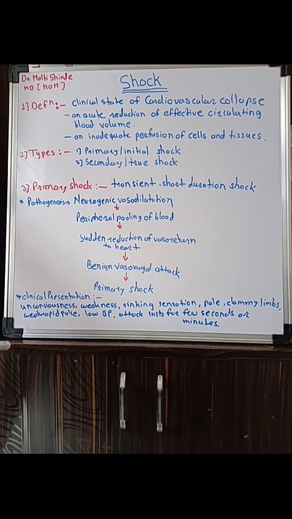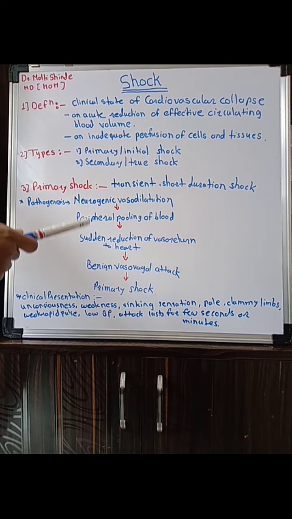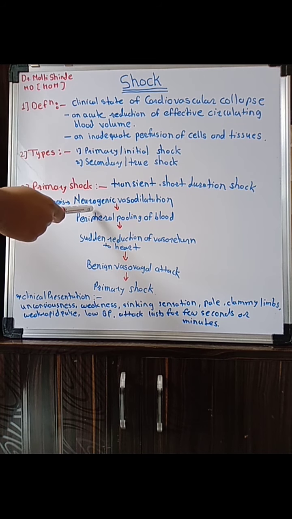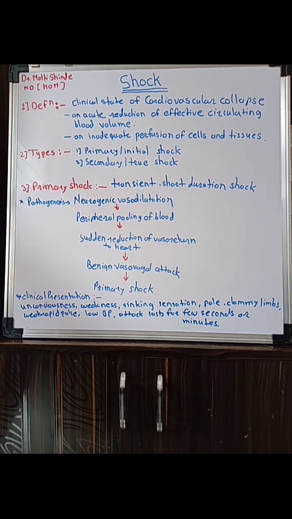So what is the pathogenesis of primary shock? How does it occur in the body? In the pathogenesis of primary shock, we see there is neurogenic vasodilatation. When sudden news is heard, or there is sudden trauma or severe pain, that causes neurogenic vasodilatation in the body.